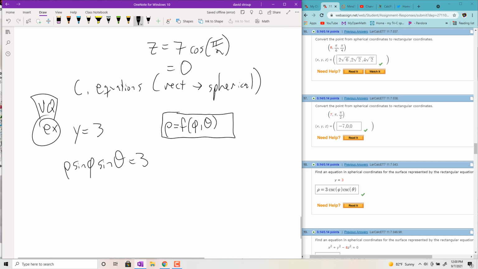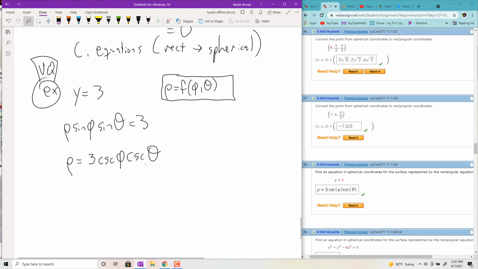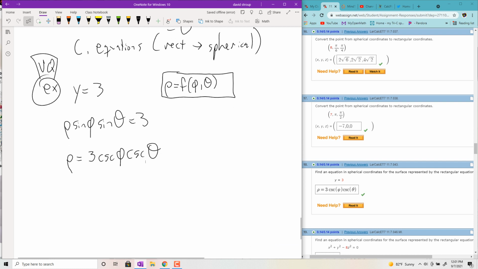Ideally, that would be the explicit form, but sometimes just leaving it in the implicit form with a rho squared or something is not going to be a big deal. Okay, so anyways, in this problem, to get rho equals, you just divide both sides by sine. And of course, 1 over sine is just cosecant, so you get 3 cosecant phi cosecant theta. Okay, so that's the video quiz question. Let's look at some more examples.